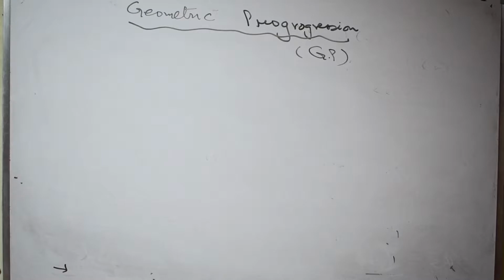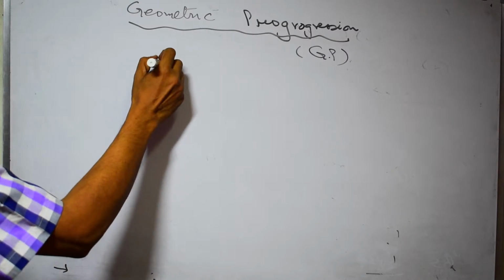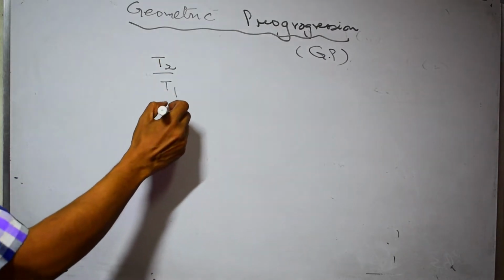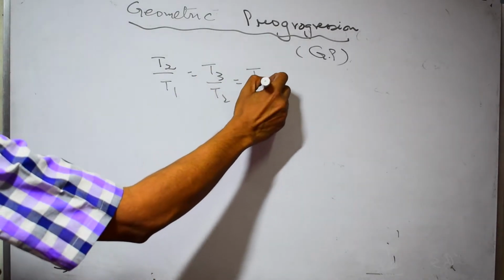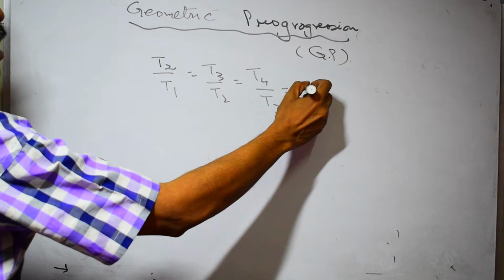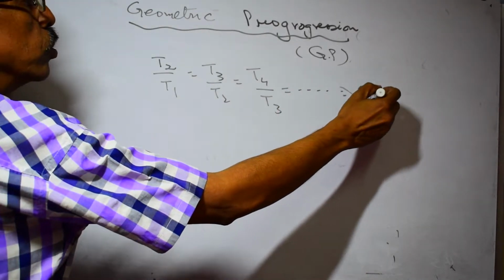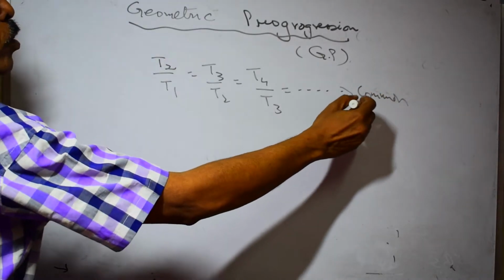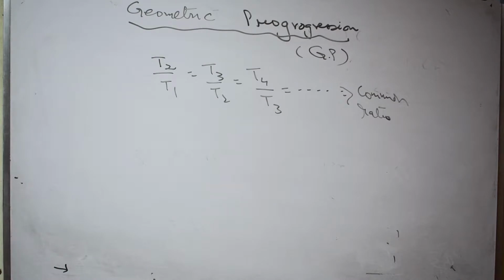Today we will discuss another type of progression or sequence, and that is geometric progression. The meaning of this concept is that if you take the ratio, that means second term by first term, it will be equal to third term by second term, then fourth term by third term. This ratio will be constant, and that is called the common ratio, because the ratio is common, fixed. So in GP we have the ratio to be fixed.